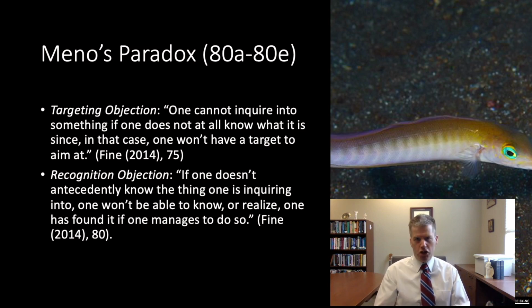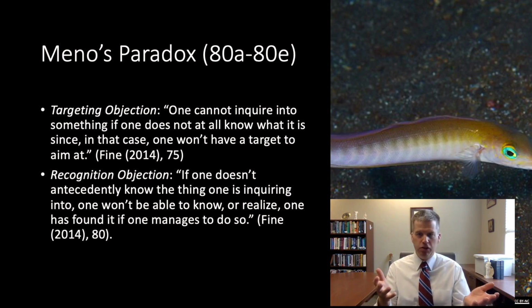And then there's the recognition objection. If one doesn't antecedently know the thing one is inquiring into, one won't be able to know or realize one has found it if one manages to do so. This is important in the context of trying to figure out what arete is. If you list a whole bunch of things and one of them happens to get at the nature of arete, but you don't know what arete is, you won't know that you found the thing that you're looking for. Think about cases in which you're learning some mathematics, and you know enough to be able to do some computations, but you don't know enough to figure out whether or not you've got the answer. So you could do some computations and end up with what is, in fact, the answer to your question, but you don't know that that is the answer to your question.